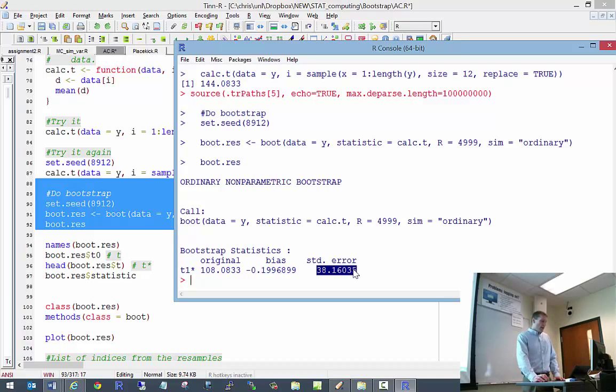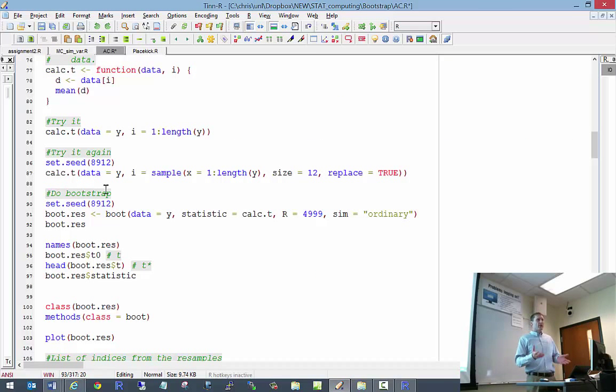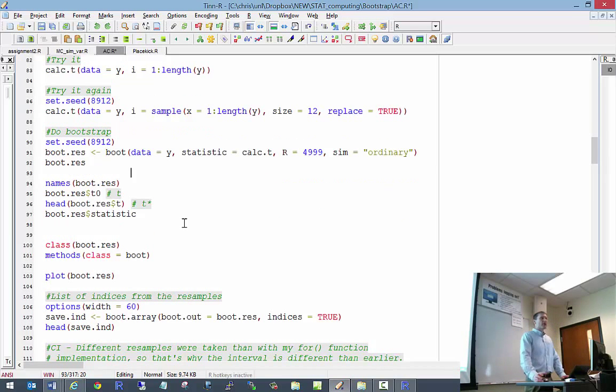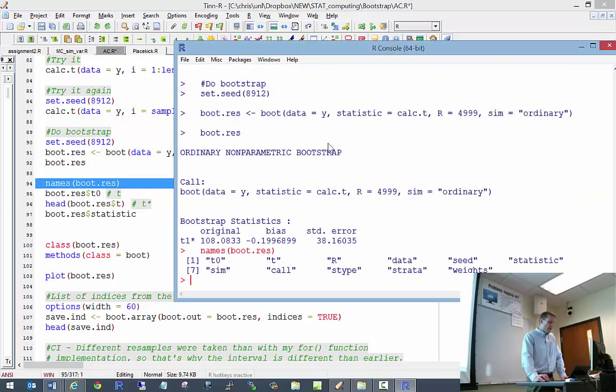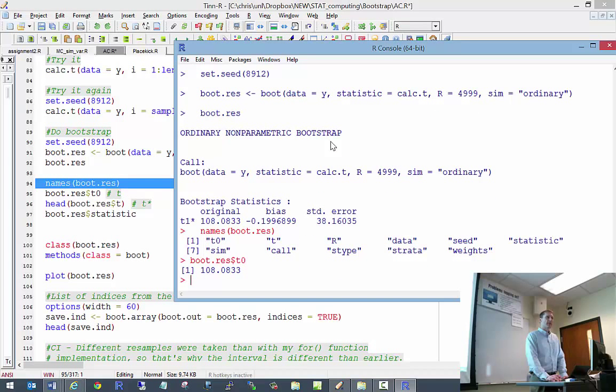Okay, so let's explore more what's inside this boot.res object. This is a nice little application of stuff that we talked about in the R background check at the beginning of the semester. Whenever you have an unfamiliar function that you haven't used before, and you put the results in an object, one of the first things you should do is use names with it. Names of boot.res. Since this is a list, we get a listing of all the objects residing inside of boot.res. So for example, boot.res$t0 is my observed value of T.